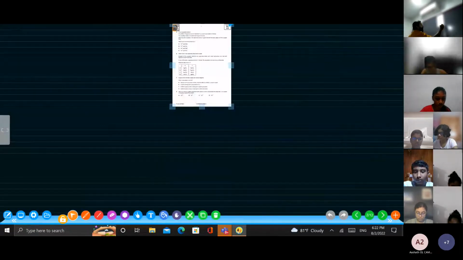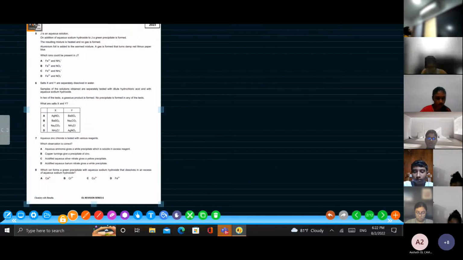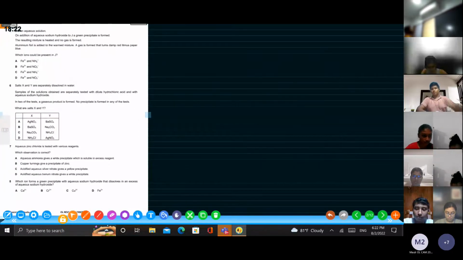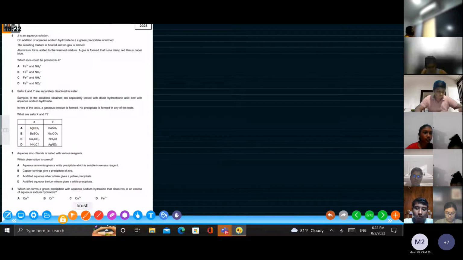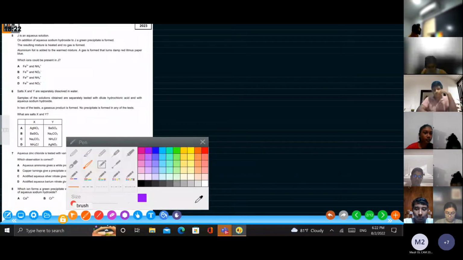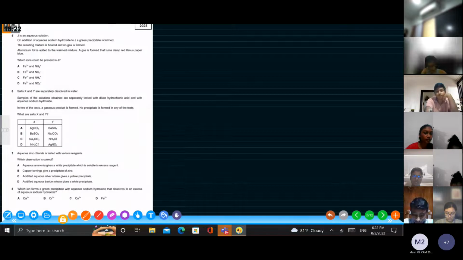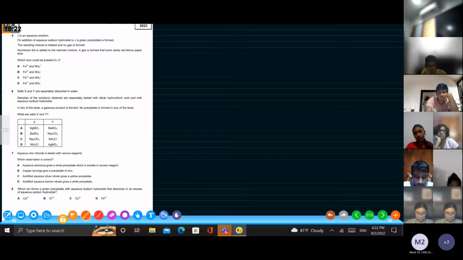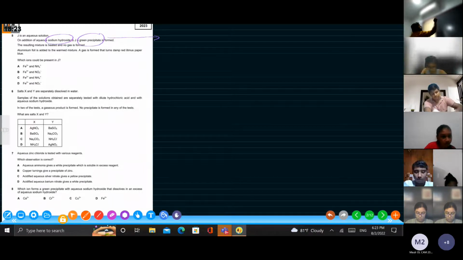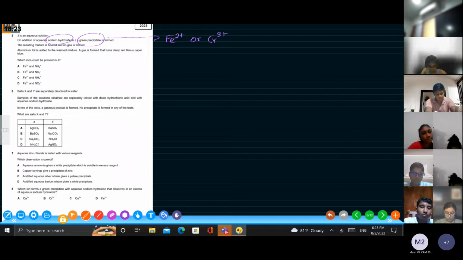Let's go to questions 5, 6, 7, 8. These are qualitative analysis and acid-base questions. Some of the discussions are longer, but they are really good, because the more you discuss, the more you remember. On addition of sodium hydroxide, you get a green precipitate, and we remember what gives green precipitate: Fe2+ or chromium 3+. These are the two ions which give green precipitates. The mixture is heated and no gas is produced.